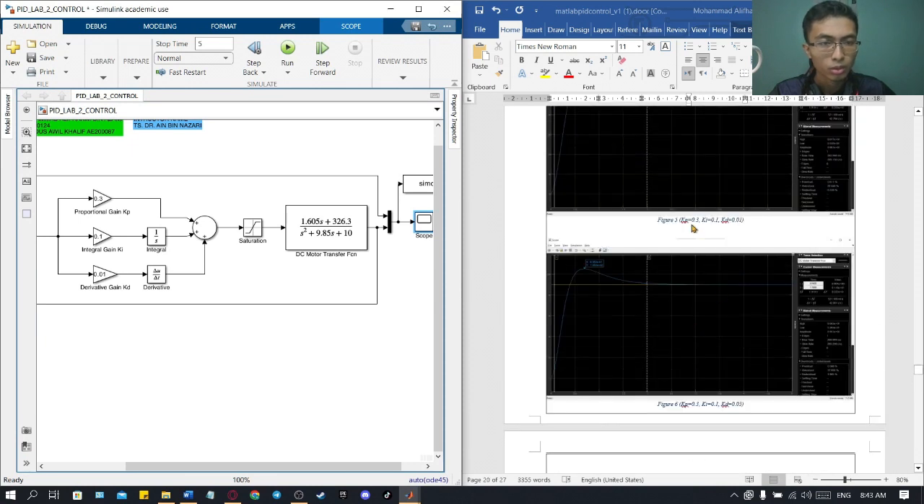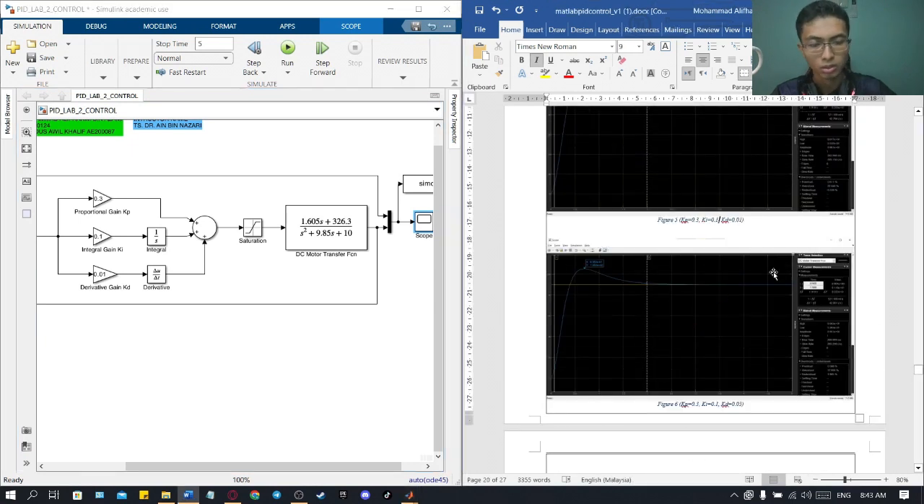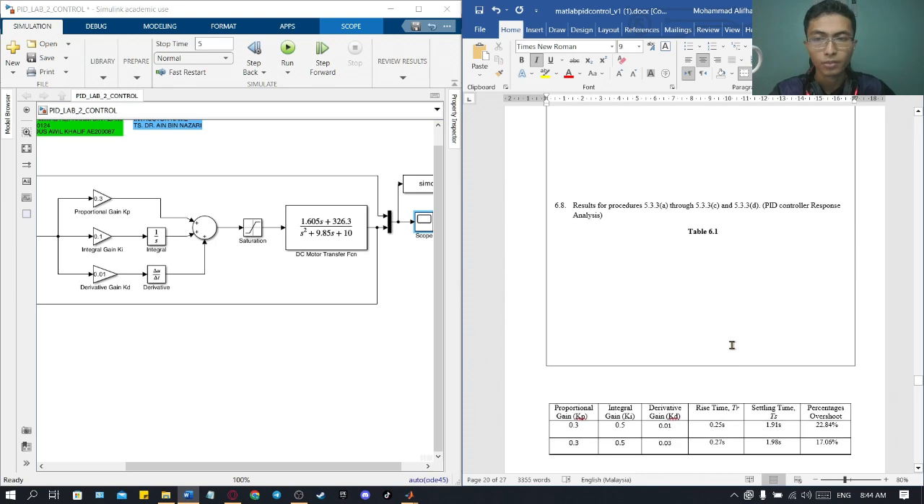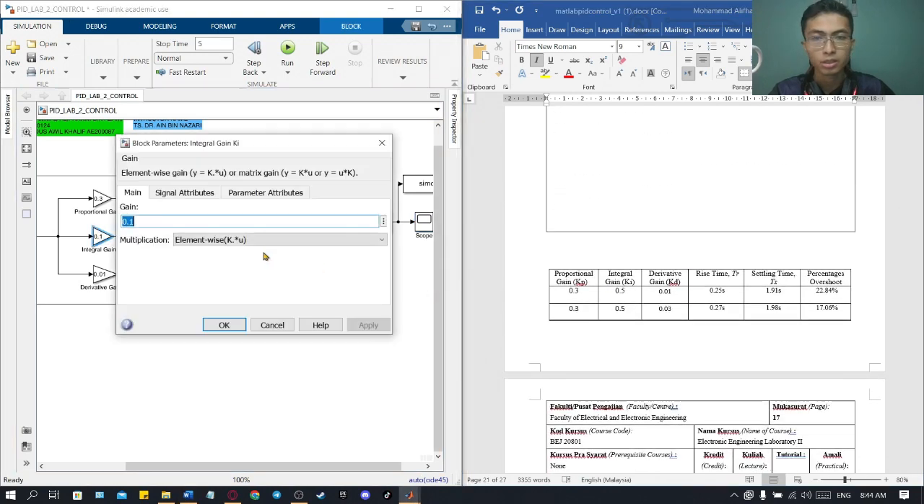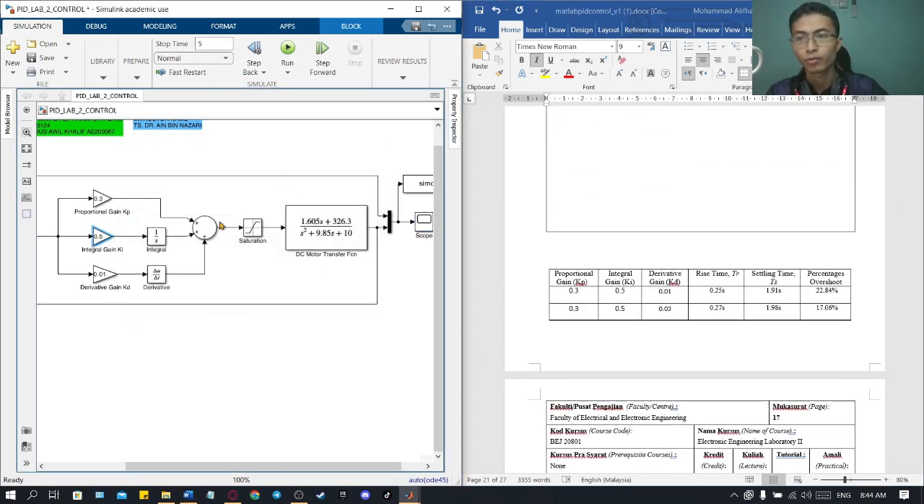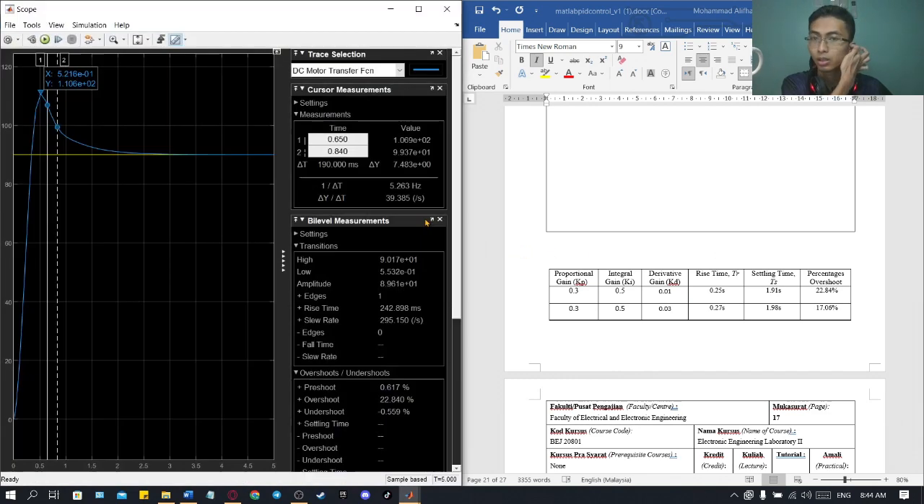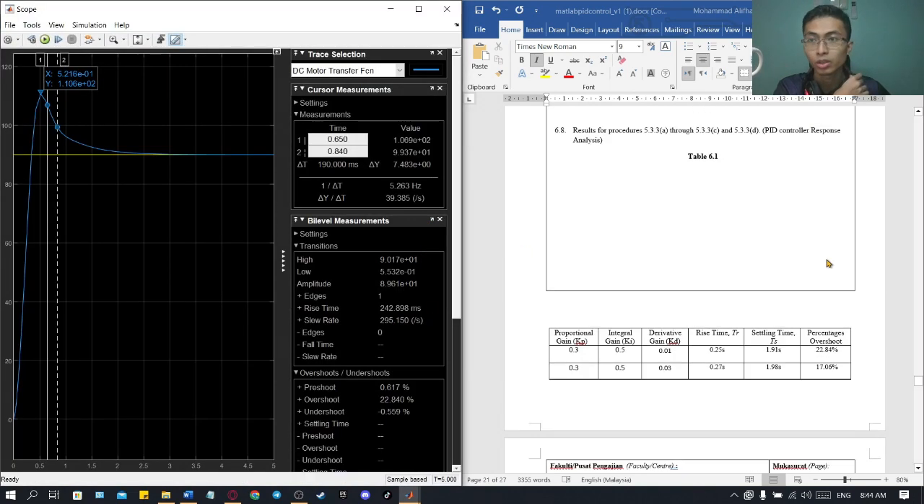Oh, this one I got wrong. Thank God I looked over here. Okay. The integral gain is still the same, 0.5. Okay. Now it will be the same, where the overshoot is 22%.